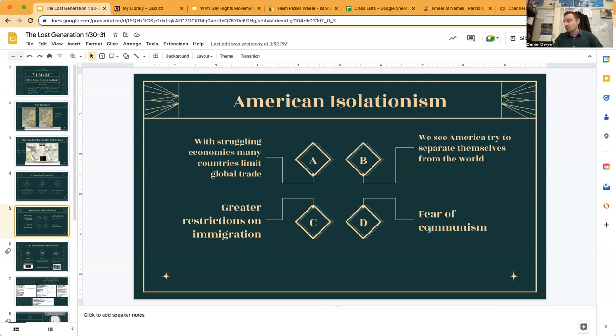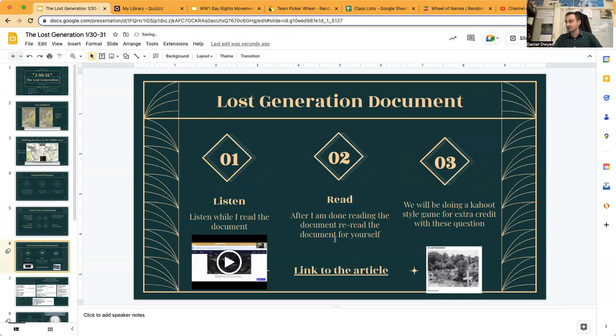And lastly, we do want to see the fear of communism. That's going to be more talked about in the next unit. But with the success of the Russian Revolution, a lot of Americans do start to fear what would happen if we became communist. Then I do have an activity with this article.